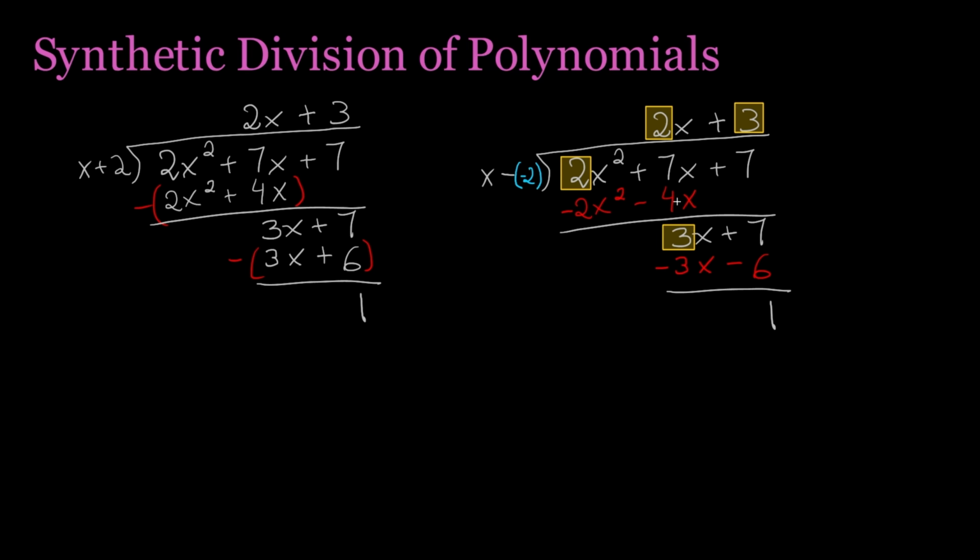obtained later. Now notice that that 3 in here was 7 minus 4, and that negative 4 was the product of that 2 and that negative 2 in here. And that gave us the 3. Also, if we multiply that 3 by negative 2, that gives us this negative 6. And if we add it to 7, then we get the 1 at the bottom, which in this case was actually the remainder.